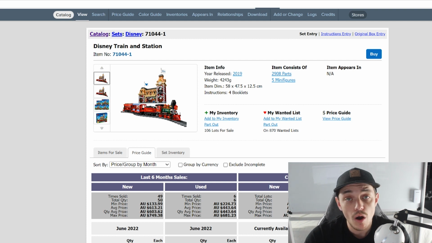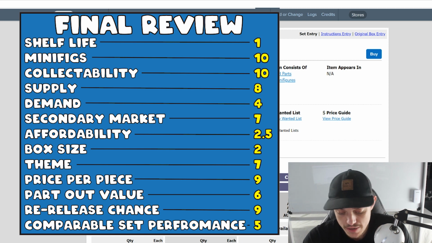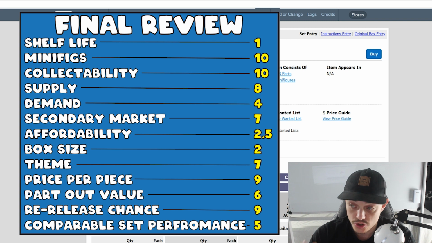So we're just going to go over those rankings again, and I'll give my average score. Okay, so the shelf life did get a 1 out of 10. The minifigs got a 10 out of 10. The collectability I gave a 10 out of 10. The supply, we gave an 8 out of 10. Our demand was 4 out of 10. The value on the secondary market was a 7 out of 10. The affordability of the set was a 2.5 out of 10. The box size and weight was a 2 out of 10.